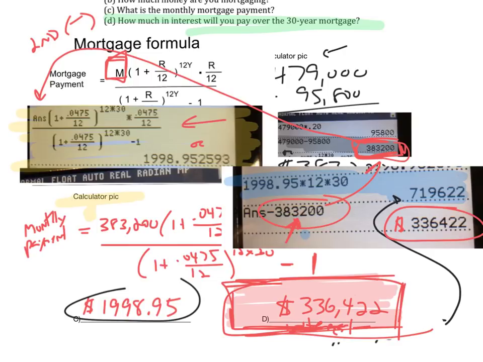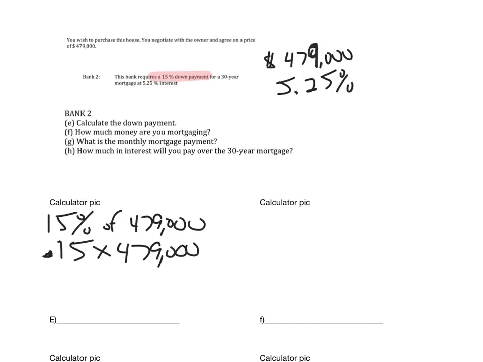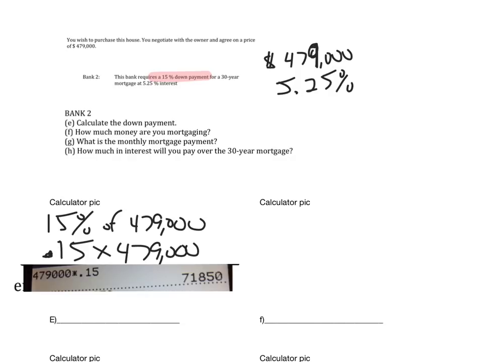Now we're going to go through the process for the second offer for Bank 2. Bank 2 requires a 15% down payment. So here we're going to, for part E, to calculate the down payment, we're going to do 15% of the selling price. So 15% of $479,000, so 0.15 times 479,000. So for Bank 2, your down payment's going to be $71,850. So there's your down payment.